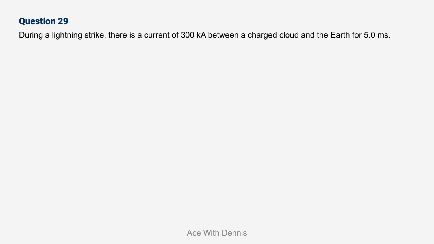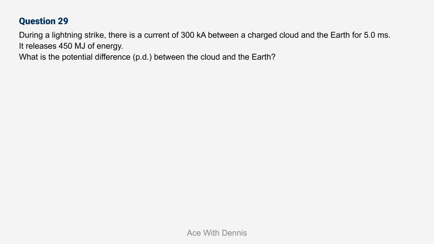Question 29. During a lightning strike, there is a current of 300 kA between a charged cloud and the Earth for 5.0 milliseconds. It releases 450 megajoules of energy. What is the potential difference PD between the cloud and the Earth? A. 0.30 megavolt, B. 7.5 megavolt, C. 300 megavolts, or D. 680 megavolts.